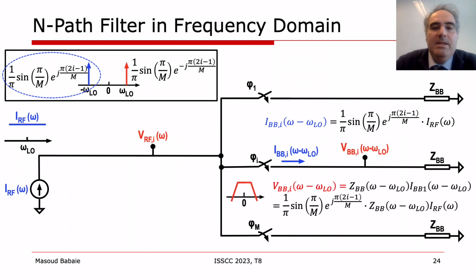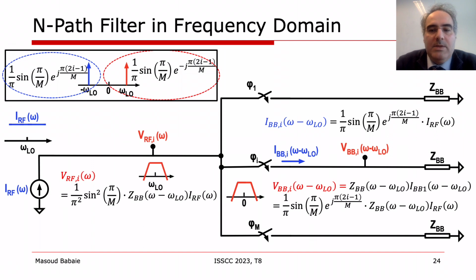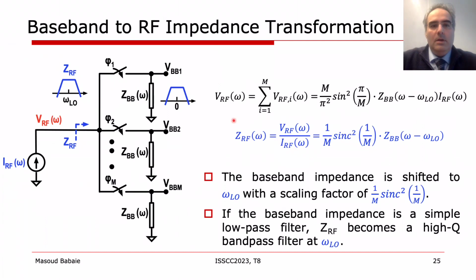Due to the transparency of the passive mixer, the baseband voltage mixes with the positive sideband of the ith LO signal, realizing a bandpass shaped voltage at the RF node. The contribution of other mixing branches to VRF is the same as the first branch. Finally, VRF is the sum of all contributions from different branches, and accordingly, the load impedance of the current source can be calculated using this simple equation.